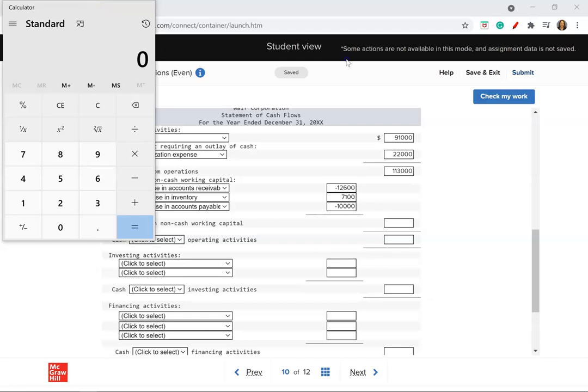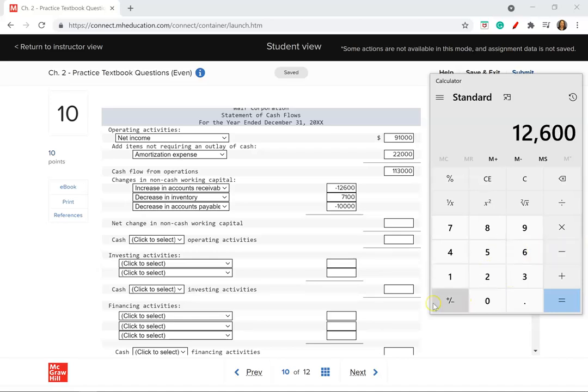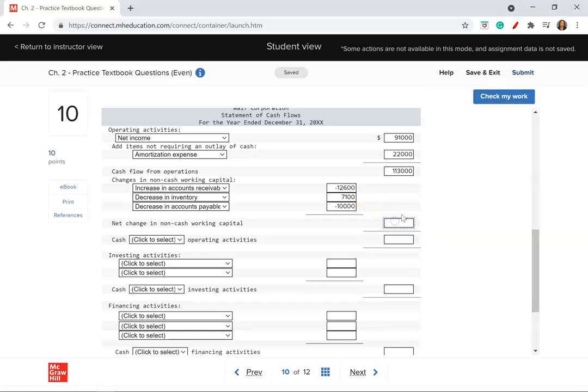Okay, so now what I need to do is just add this row together. So the 12,600 and the 7,100, and then subtract the 10,000. That will give me my net change in non-cash working capital. So that's minus 15,500.